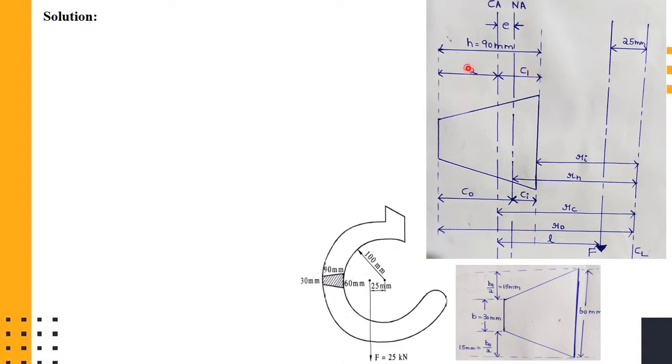And we'll see the other parameters. C1 and C2 are basically the distances of the inner and outer surfaces with respect to the centroidal axis. C1 is the distance of the inner surface, as you can see. The distance of the inner surface to the centroidal axis is taken as C1 and the distance of the outer surface to the centroidal axis is taken as C2.